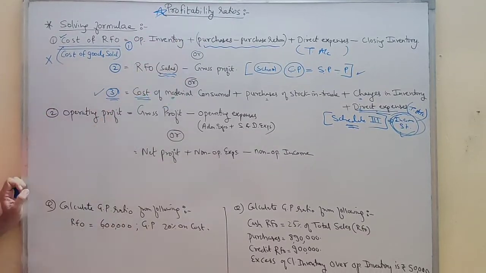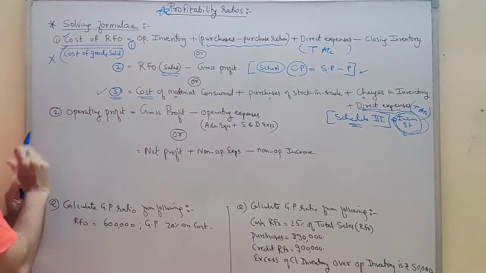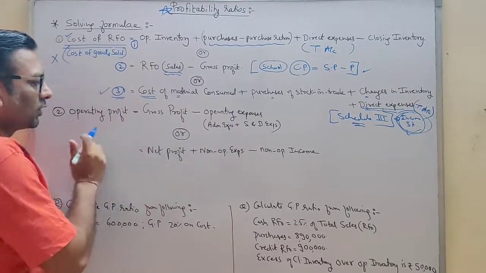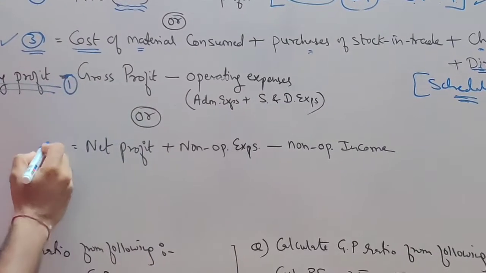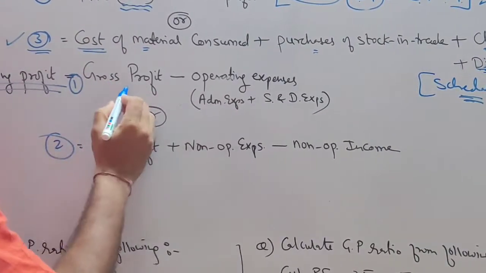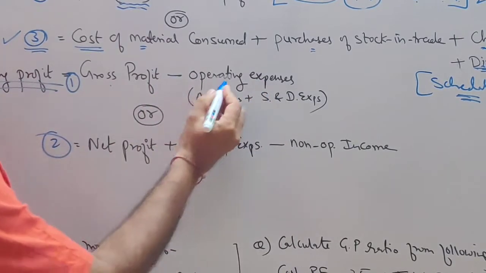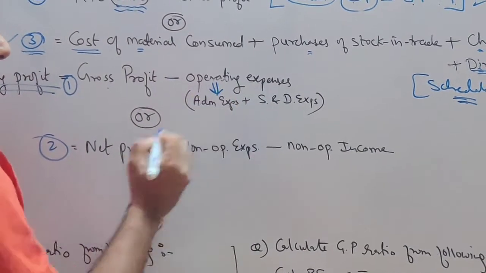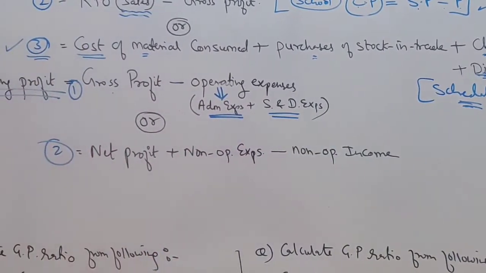Very important solving formula. Now, second, operating profit. How to find operating profit? There are again 2 formulas to find operating profit. Number 1, this is your first formula. First formula is gross profit minus your operating expenses. What comes under operating expenses? Office expenses and selling and distribution expenses.